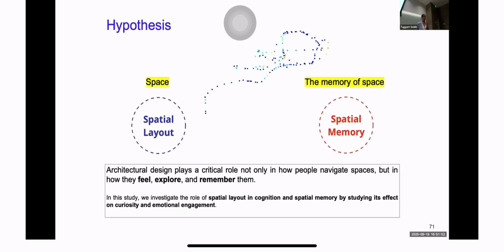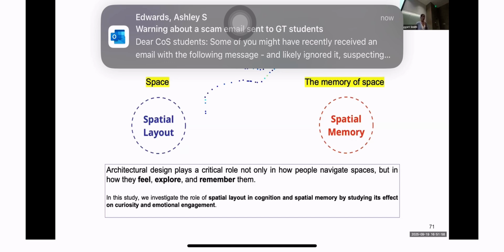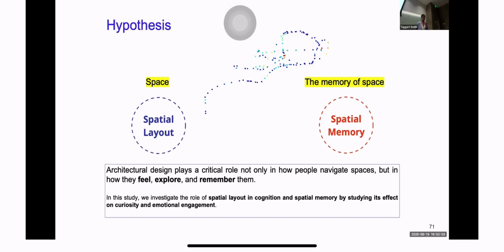And our hypothesis for the study is that architectural design plays a critical role, not only in how people navigate spaces, but in the way they feel, explore, and then remember them. In this study, we investigate the role of spatial layout in cognition and spatial memory by studying its effect on curiosity and emotional engagement.